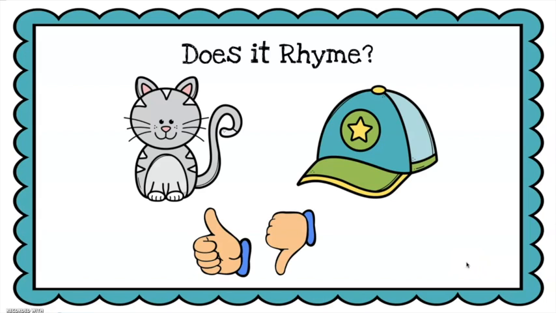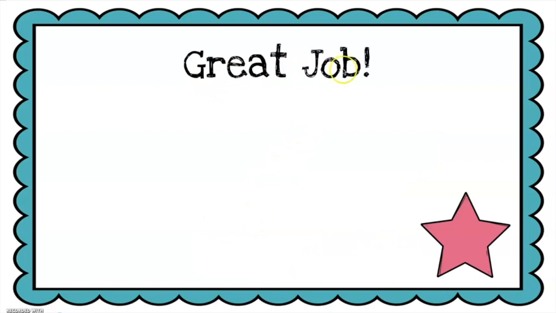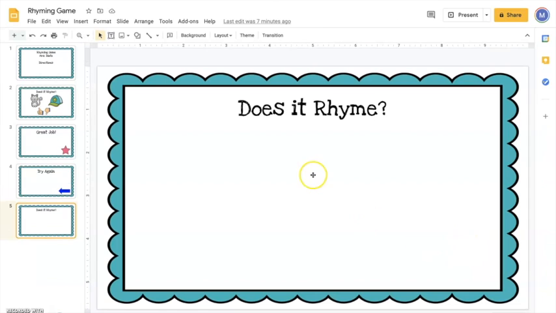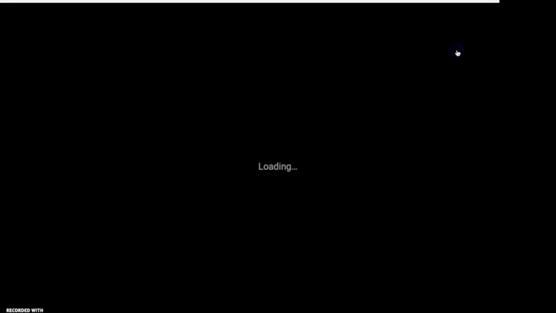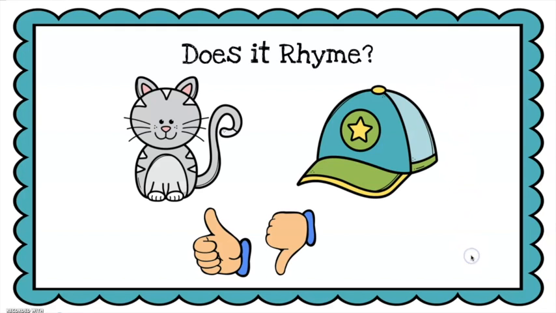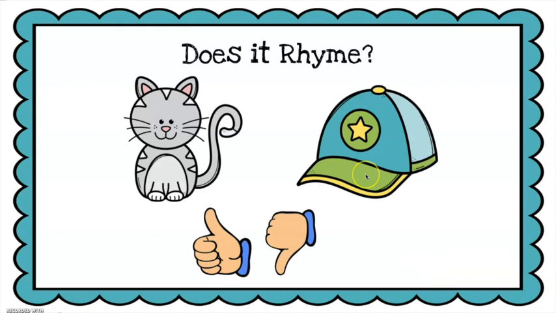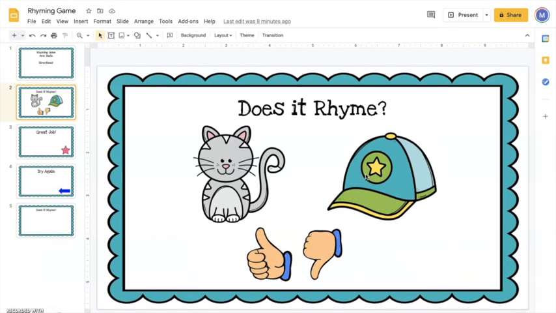Now, we're going to practice playing it. Does it rhyme? Yes, it rhymes, and it sent us to Great Job. So we know that link worked. Now, if we click the star, it should send us to that new question, and it did. Now we need to test out if we got the answer wrong. So we're going to go back up to Present, Present from the beginning. We've got our title slide. We're going to say it doesn't rhyme, and it sent us to Try Again. Now, when we click the arrow, it should send us back to the question once more. And it did. So all of our links are working.